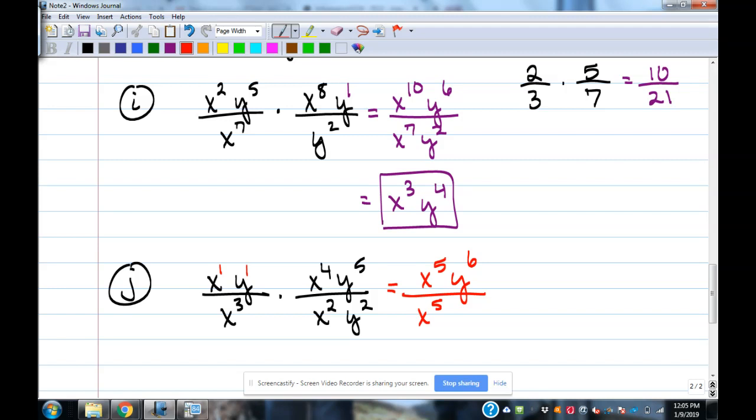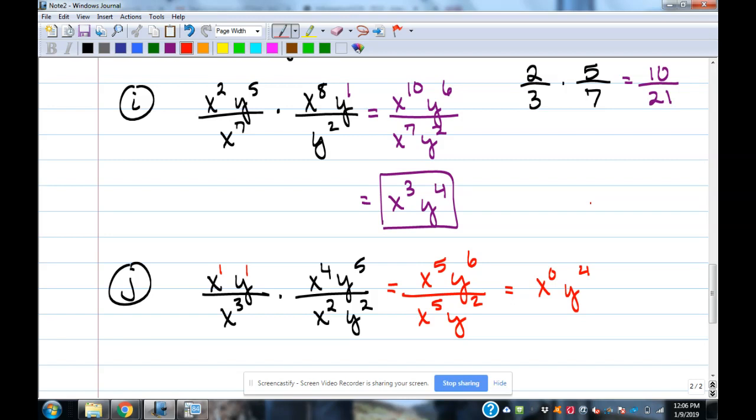Y squared, there aren't any other y's on the bottom, so it's just going to come over there with it. Now, we've got to do our subtraction. X to the 0, y to the 4. Now, you said nothing. Technically, that's correct. They cancel one another out.